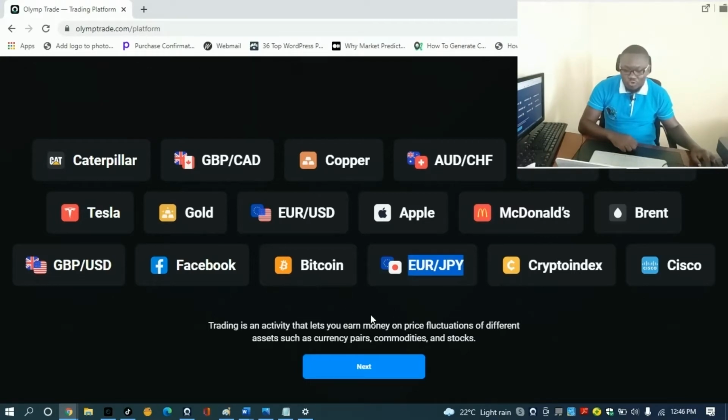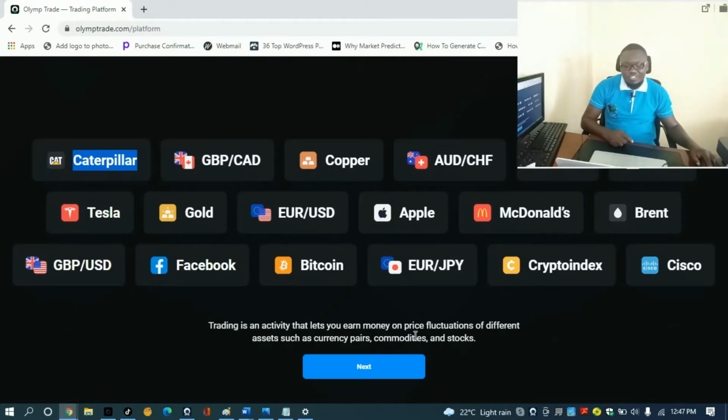How about stocks? Stocks are shares of companies that are also traded in Olymp Trade. You can see that we have Caterpillar here. It has its stocks traded in Olymp Trade. We have Tesla, we have Facebook, we have Cisco, we have McDonald's, Apple, among other big brands that are currently traded in Olymp Trade. So if you wanted to begin trading stocks and you're wondering if these assets are available in Olymp Trade, there you have it. We have all those assets on the platform.